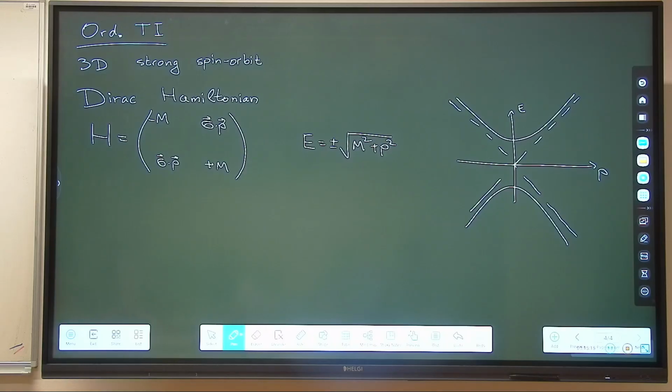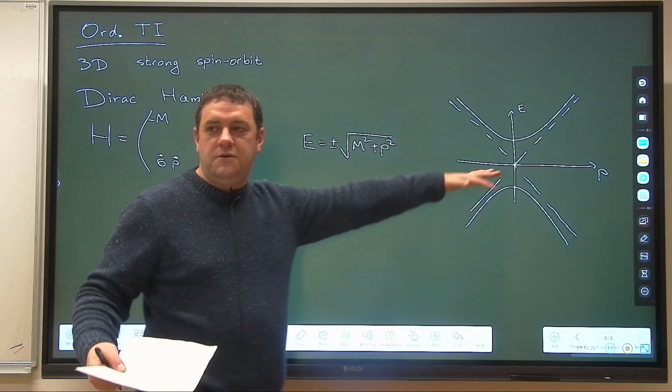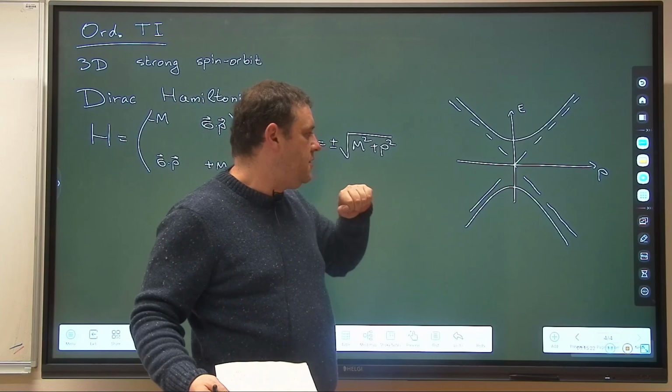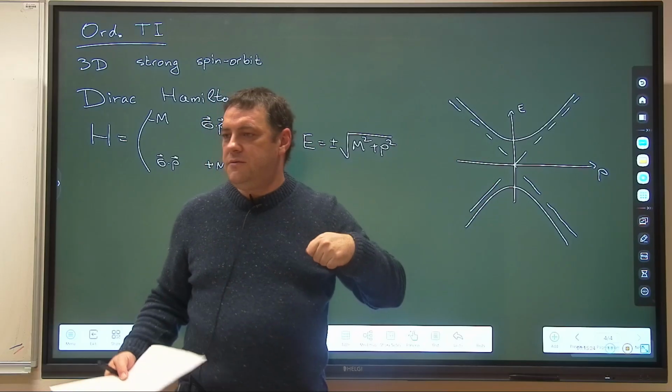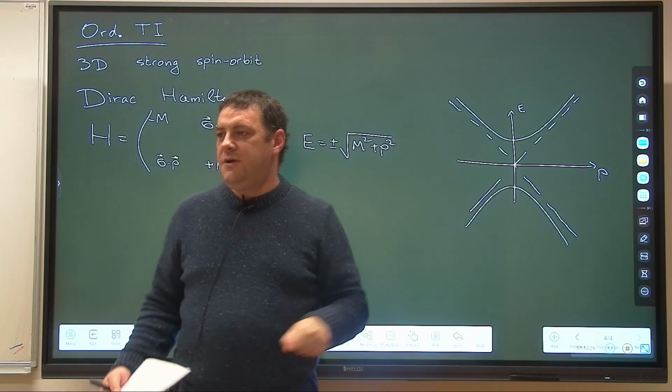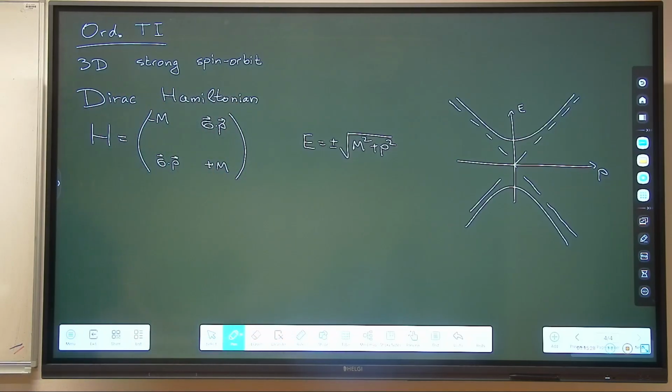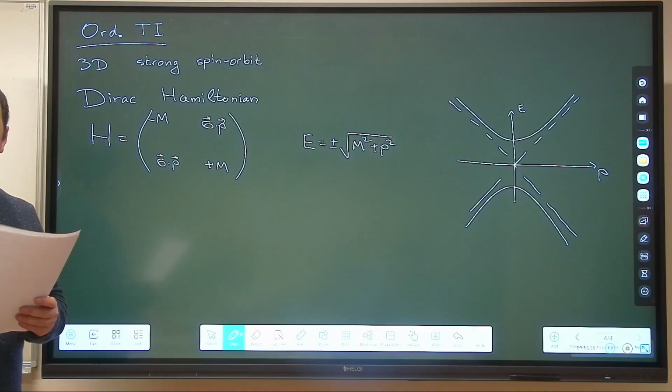So what should I do? I should propose that they are all filled. All the states here are occupied. They're fermions, they're occupied. But if you remove one fermion from here, you have a hole. This is what will be called positron. So this is just the basic thing for relativistic quantum mechanics.